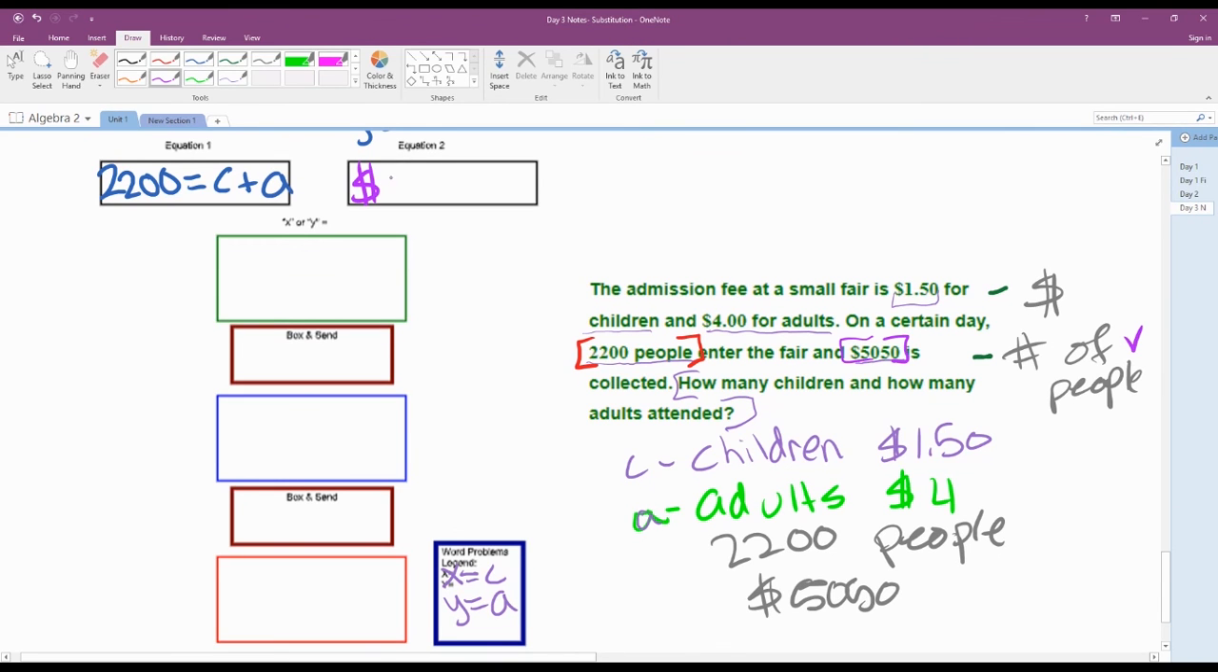So we got 5,050 equal to, well, I know that C is the number of children, but knowing the number of children doesn't give me the money per se. But for each child, they're paying $1.50. So 1.50 times C plus $4 for adults. Because how would you figure out how much money was spent on children? You would multiply the cost of the kid times how many kids. So now we got our two equations.